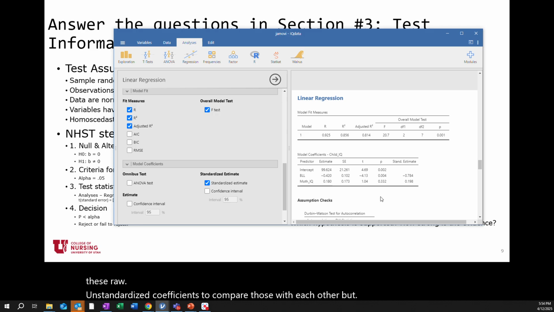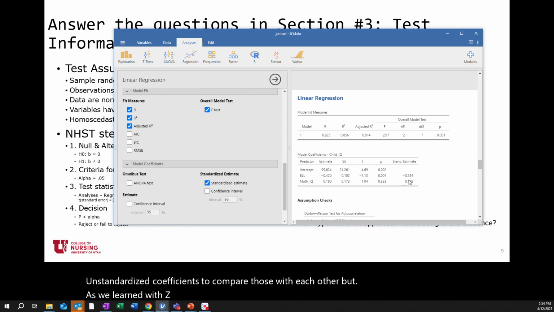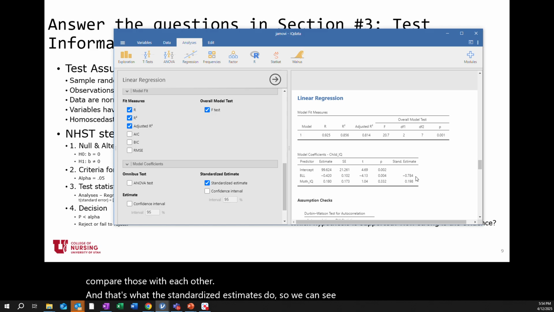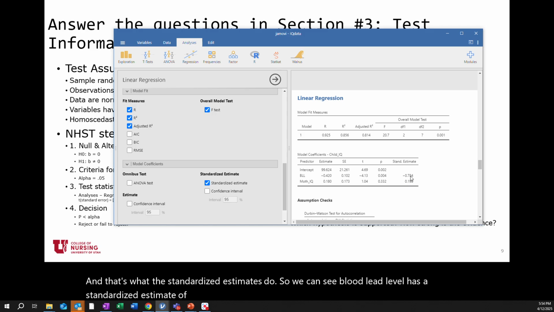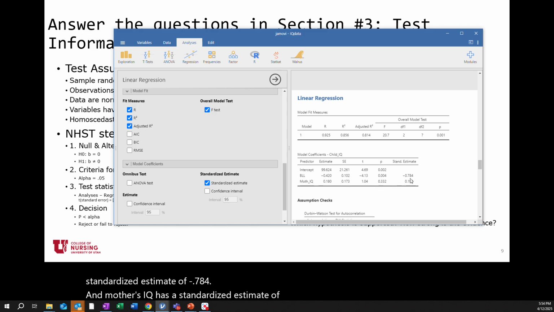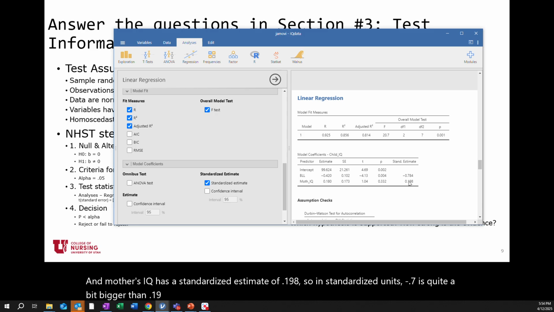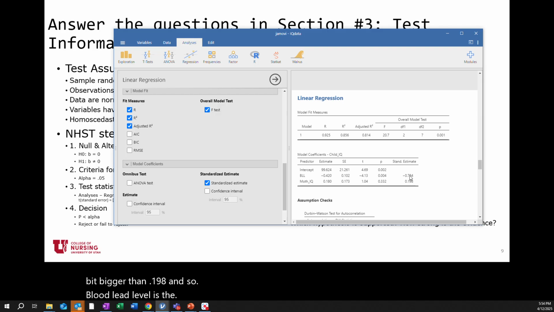But as we learned with z-scores, we can convert things that use different units into z-scores and compare those with each other, and that's what these standardized estimates do. So we can see blood level has a standardized estimate of negative 0.784, and mother's IQ has a standardized estimate of 0.198. So in standardized units, negative 0.7 is quite a bit bigger than 0.198. And so blood level is the main predictor here, the stronger predictor here. Even though it's negative, it's just affecting things.